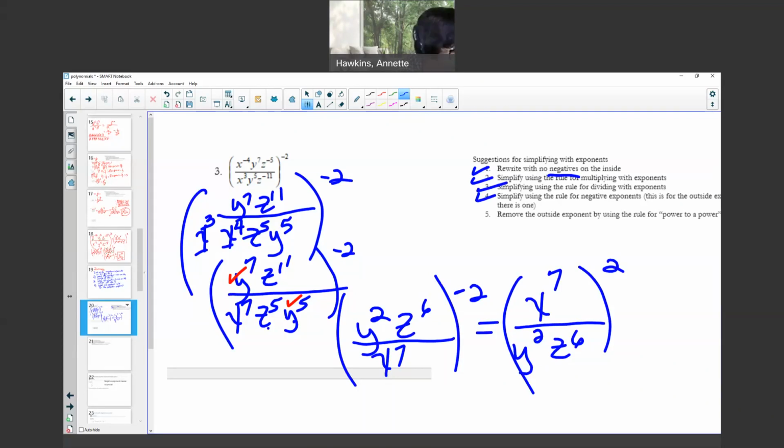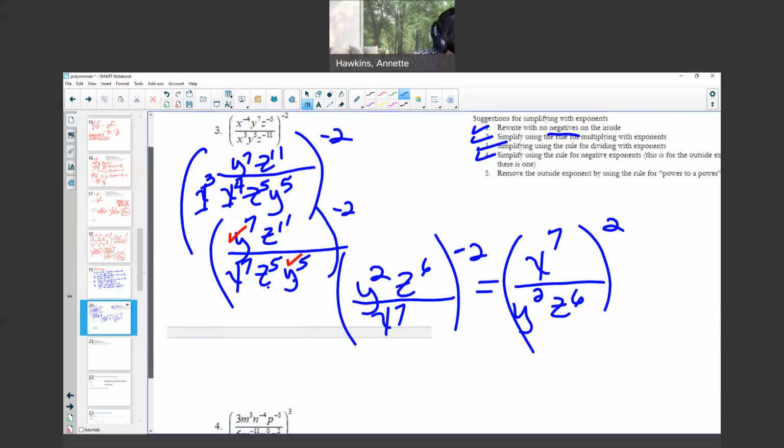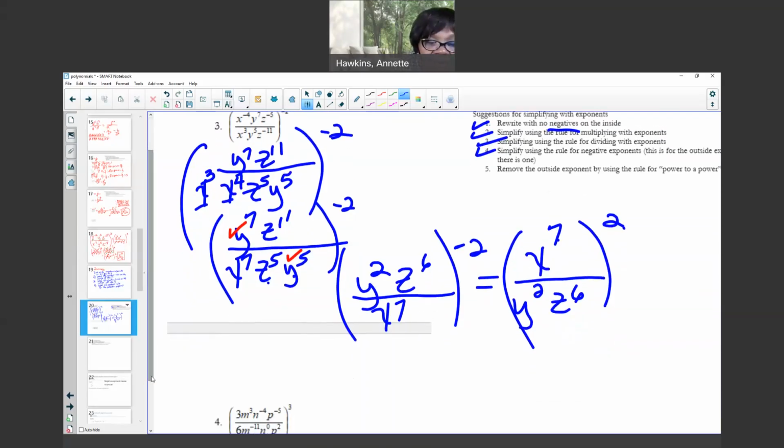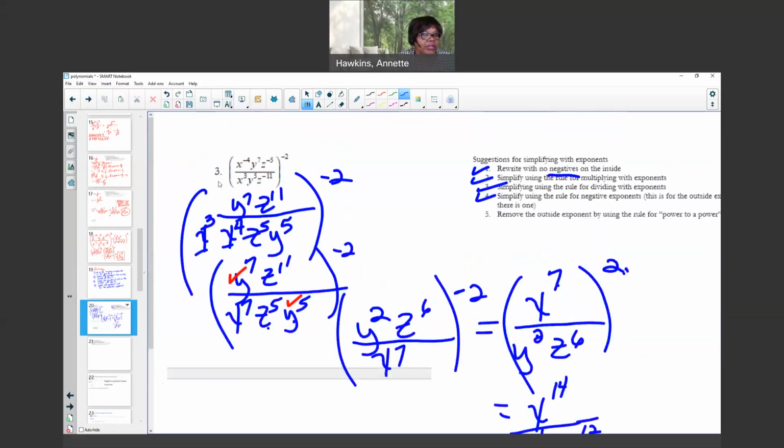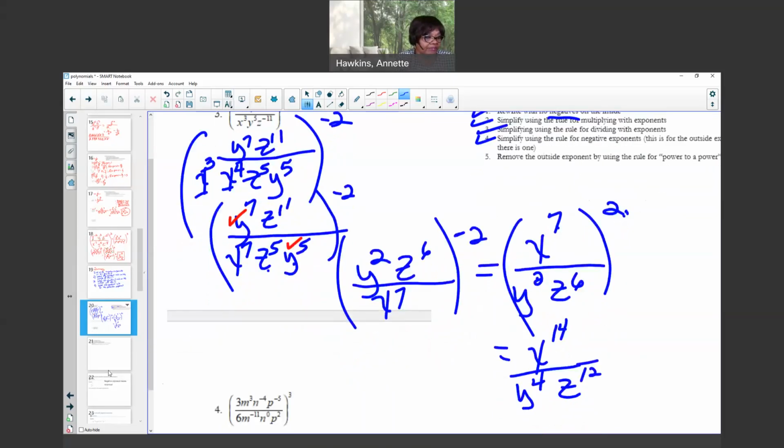This is good stuff. 7 times 2 gives me 14. 2 times 2 gives me 4. 6 times 2 gives me 12. So this is using negative exponents. A lot of work.